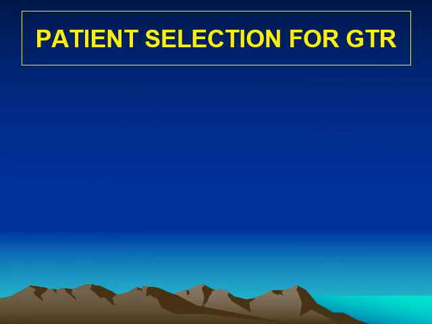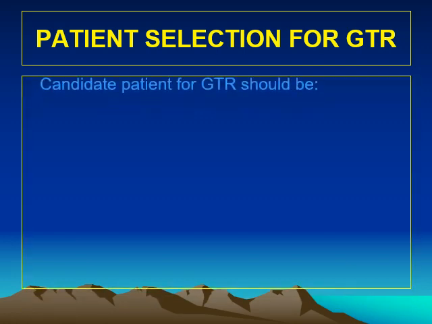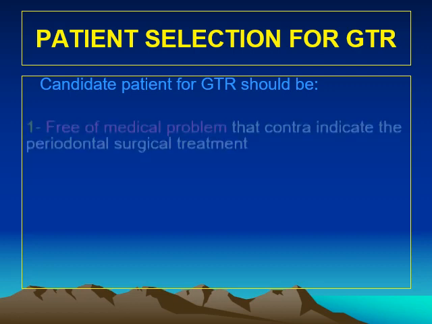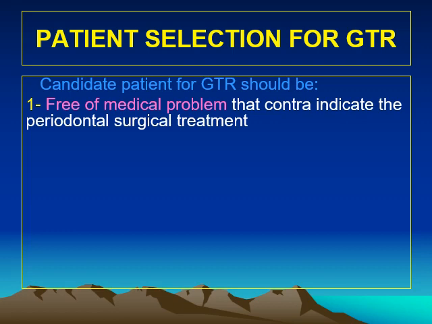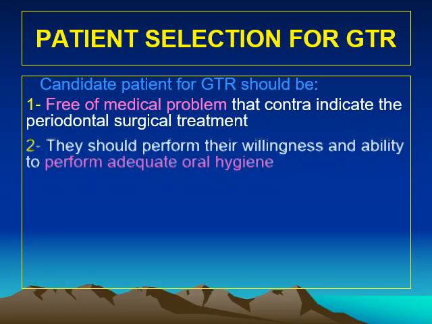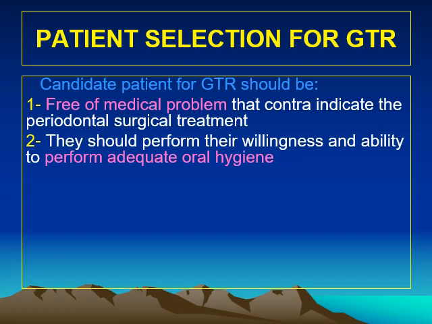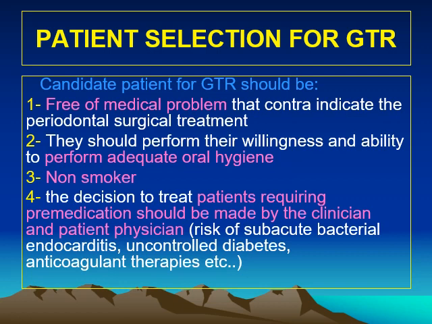Patient selection for GTR. Candidate patients for GTR, or guided tissue regeneration, should be free of medical problems that contraindicate periodontal surgical treatment. Number 2, patients should show willingness and ability to perform adequate oral hygiene. Number 3, they should be non-smokers. And the decision to treat patients requiring pre-medication should be made by the clinician and the patient's physician, because there is risk of subacute bacterial endocarditis, and in cases of uncontrolled diabetes and anticoagulant therapies.